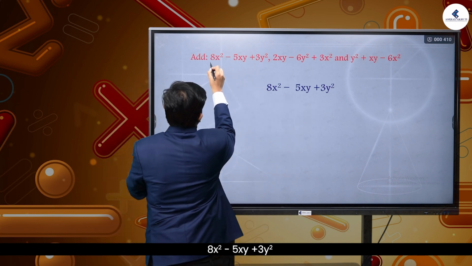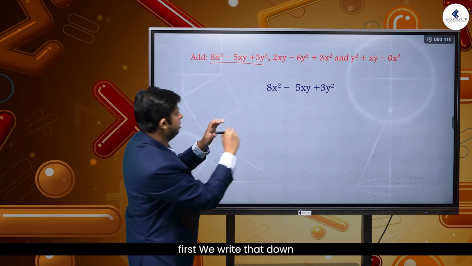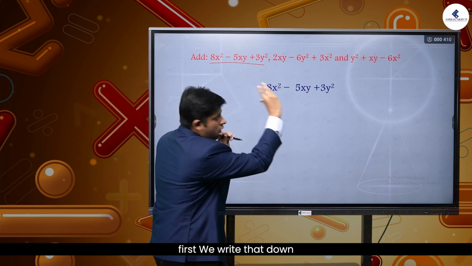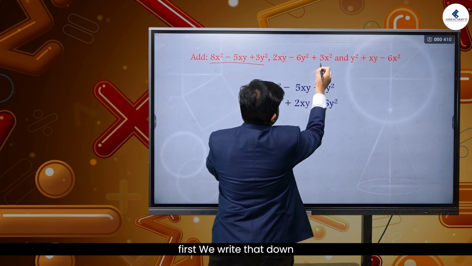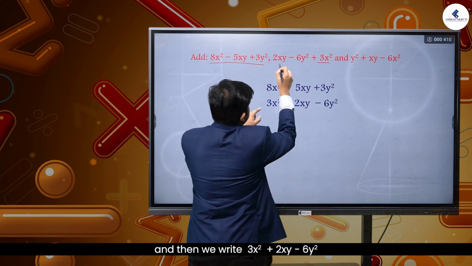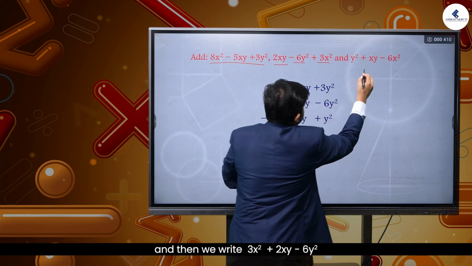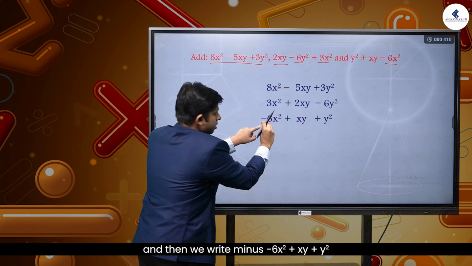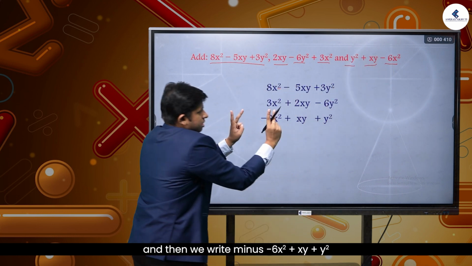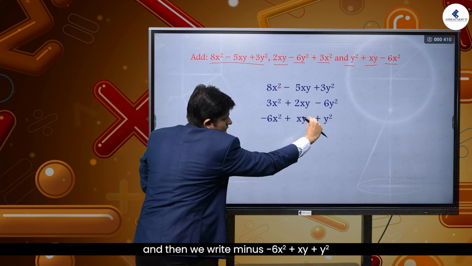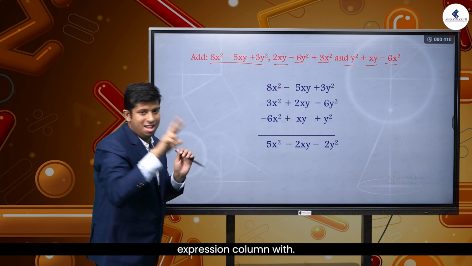8x square minus 5xy plus 3y square. First, we write that down. And then we write 3x square plus 2xy minus 6y square. And then we write minus 6x square plus xy plus y square. As said, now we add every expression column wise.